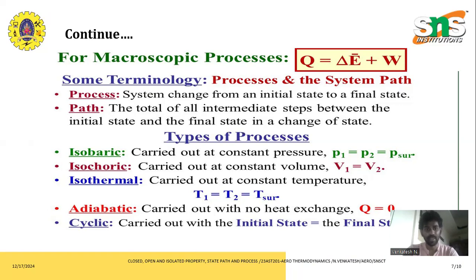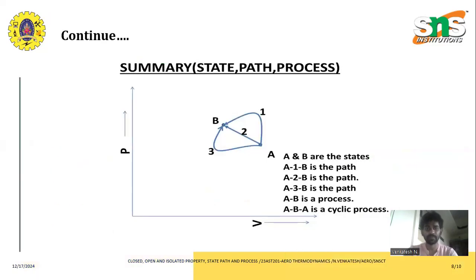The types of process are isobaric, isochoric, isothermal, adiabatic and cyclic. The isobaric process is carried out at constant pressure, the isochoric at constant volume, and the isothermal at constant temperature. The adiabatic process is carried out with no heat exchange. In a cyclic process, the initial state is equal to the final state of the system.